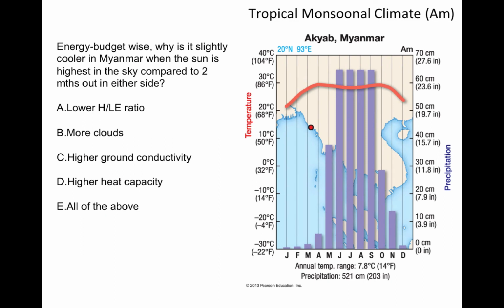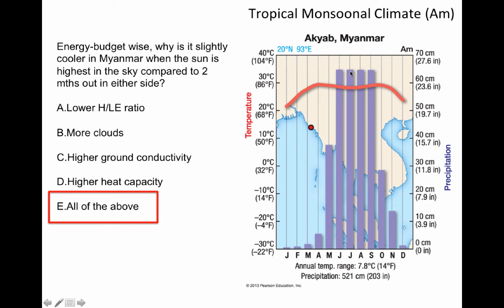So looking back at Myanmar, energy budget-wise, why is it slightly cooler in Myanmar when the sun is highest in the sky compared to 2 months out on either side? I'm asking, why is there a little dip right here compared to the maximums around it? Certainly this is when the sun's highest in the sky, and probably also when you'd have the most accumulation of heat if everything else was considered equal. Would it be a lower sensible to latent heat ratio during this time in the dip? More clouds, higher ground conductivity, higher heat capacity, or all of the above? Of course, it's all the above.